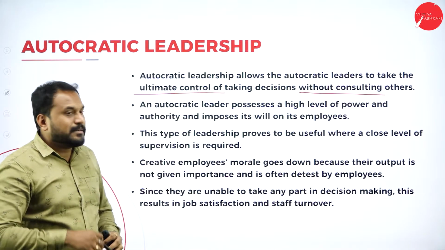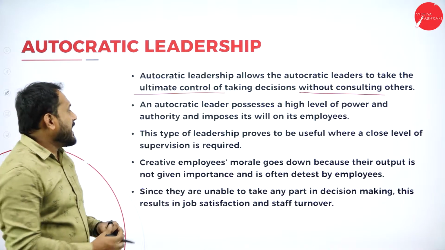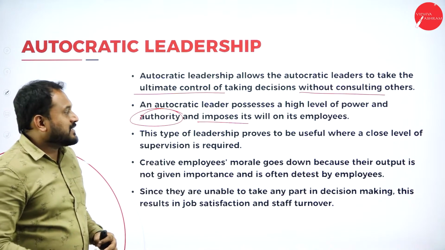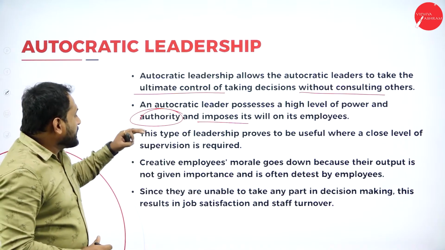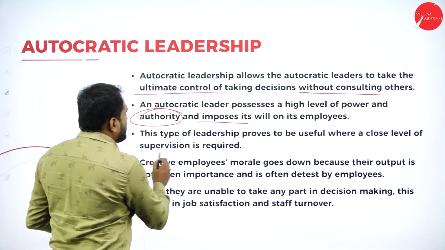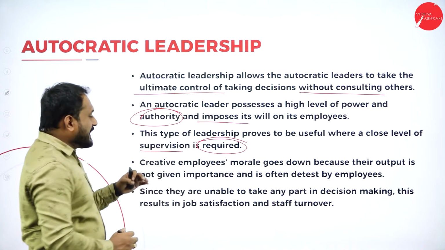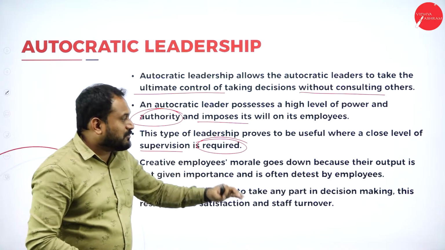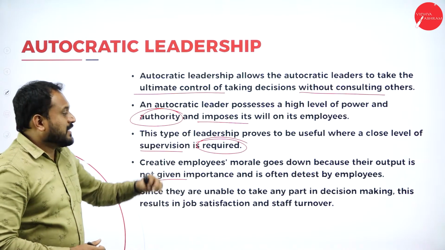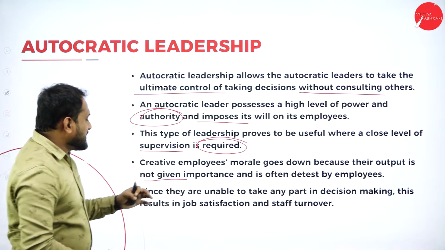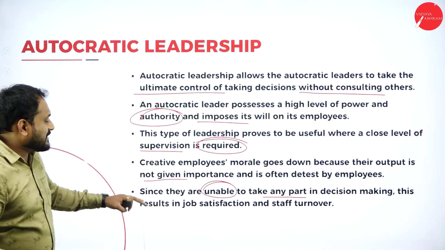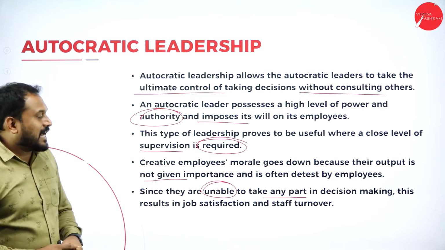An autocratic leader possesses a high level of power and authority and imposes his will on his employees. He'll go with all the things. This type of leadership proves to be useful where a close level of supervision is required. Creative employees' morale goes down because their output is not given importance and is often detested by employees. Since they are unable to take any part in decision making, this results in job dissatisfaction and staff turnover.